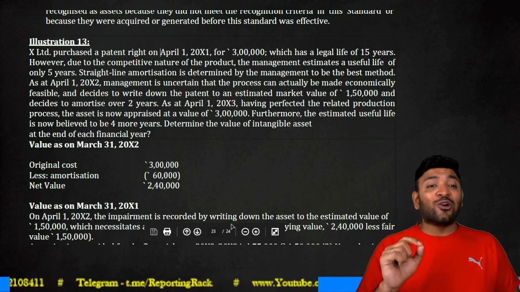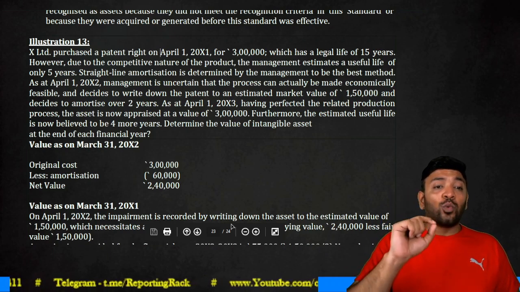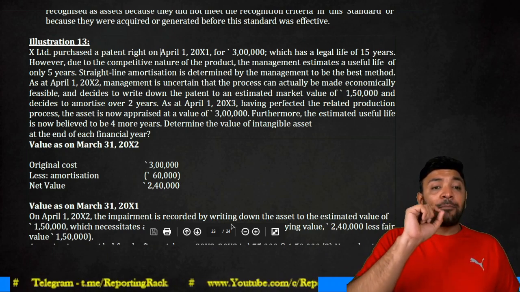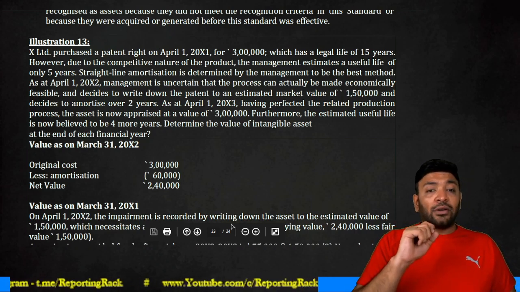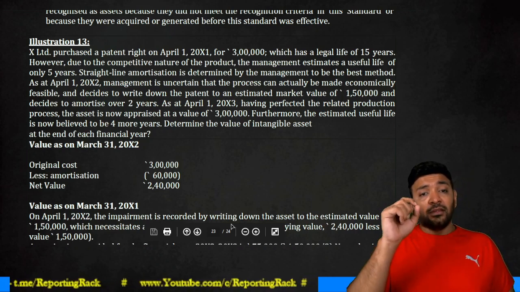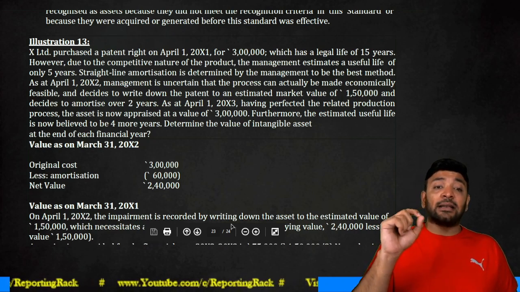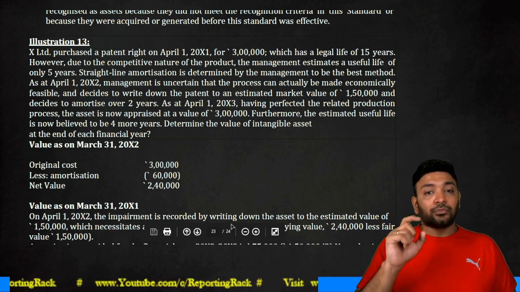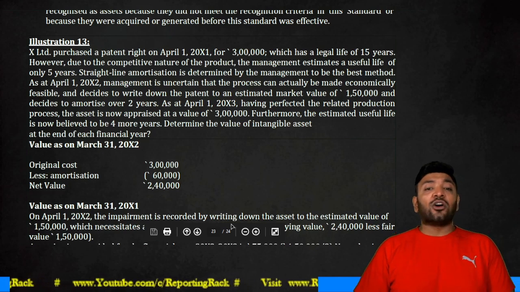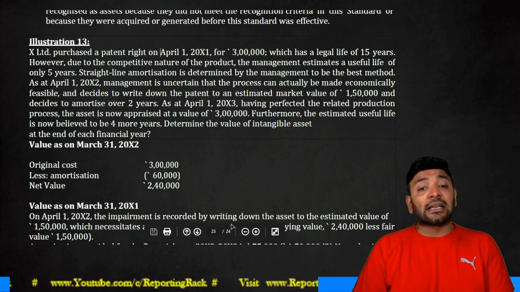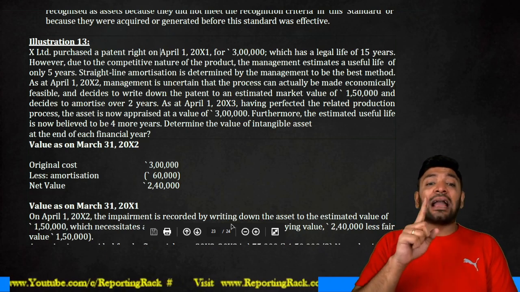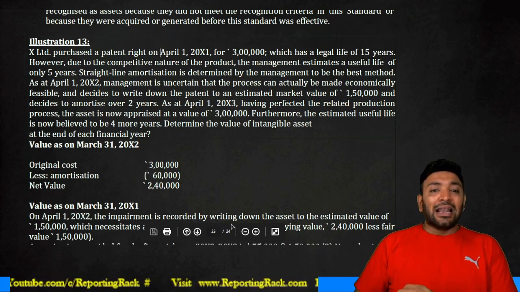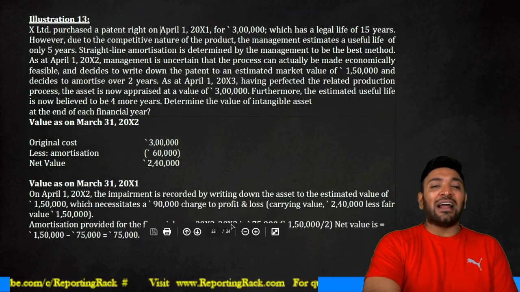1,50,000 was the value of the asset after it was downward revalued on 1st April 2022. In the year ended 22-23, they would have again depreciated the asset by 75,000. So the balance written down value is 75,000, now increased to 3 lakhs. That means the increase in the value of the asset is 2,25,000.